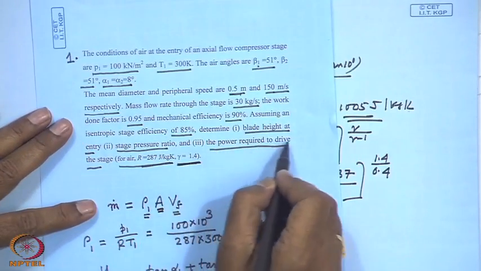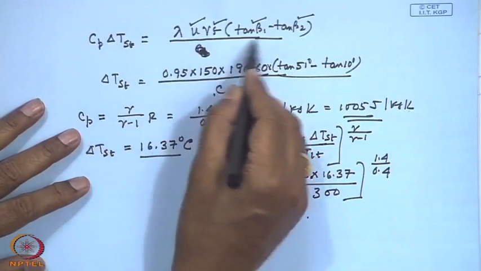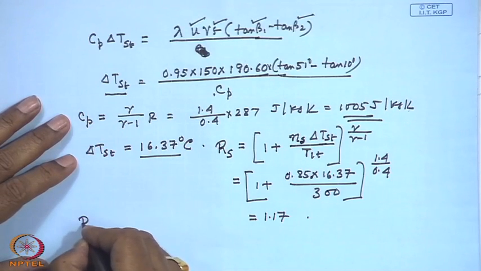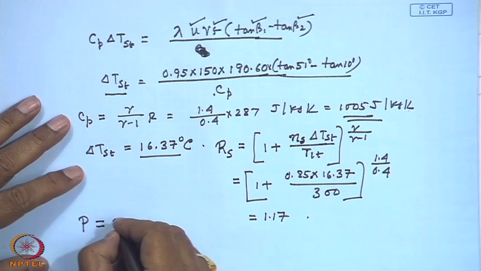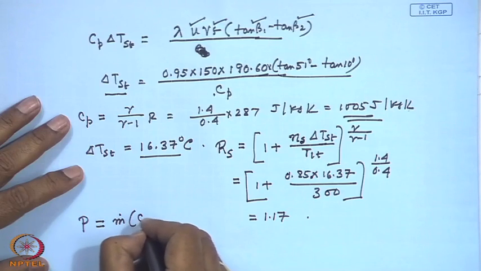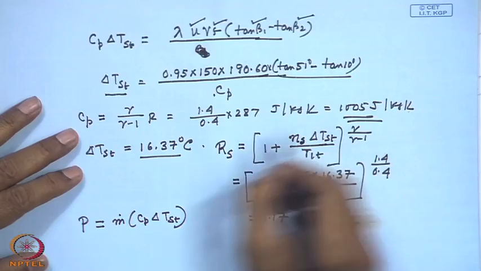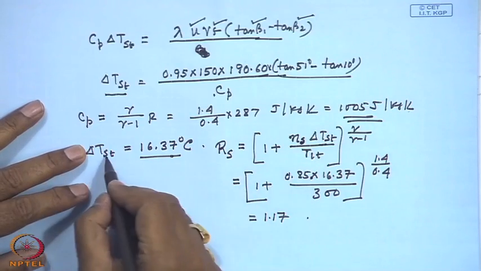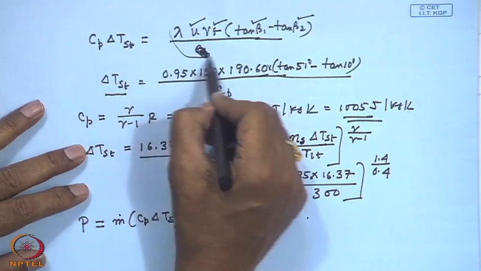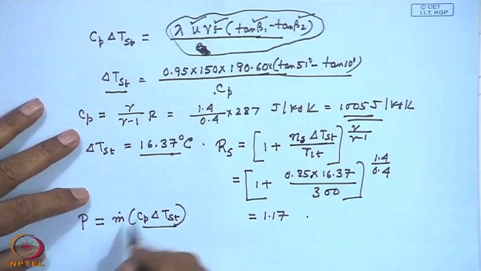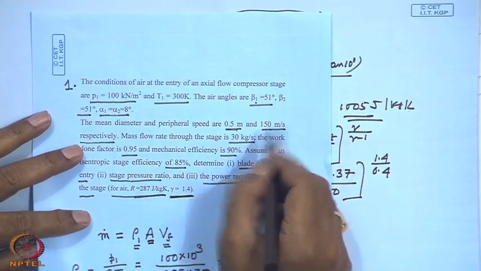What is the third one? The power required to drive the stage. Power required is very simple: it is Cp delta Tst, the power per unit mass, into the mass flow rate. So mass flow rate into Cp delta Tst. Delta Tst we already found out, multiplied with Cp, so this part we know, and the mass flow rate we already know, 30 kg per second, given in the problem.